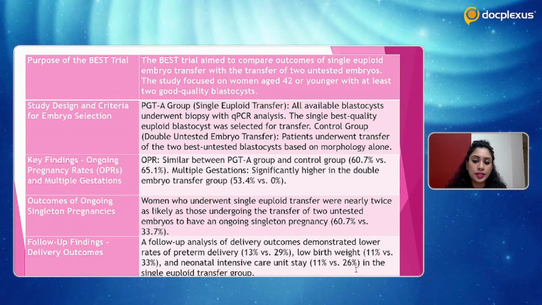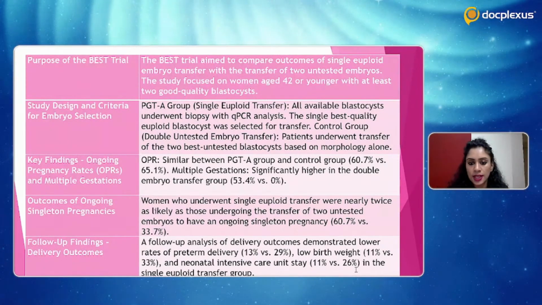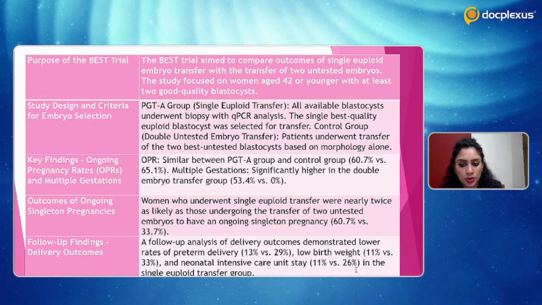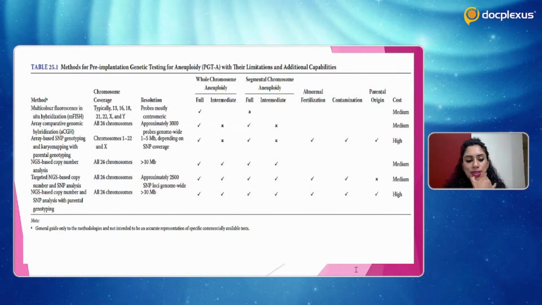And in their study, they did not find any multiple pregnancies in the single embryo transfer groups. So the outcome of ongoing singleton pregnancies: the women who underwent single euploid transfer were nearly twice as likely as those undergoing the transfer of two untested embryos to have ongoing singleton pregnancy. Follow-up analysis of delivery outcomes demonstrated lower rates of preterm delivery, low birth weight, and neonatal ICU stay in the single euploid transfer group. So that is why now it is being recommended to do the single euploid embryo transfer.